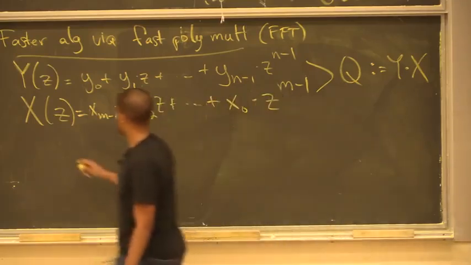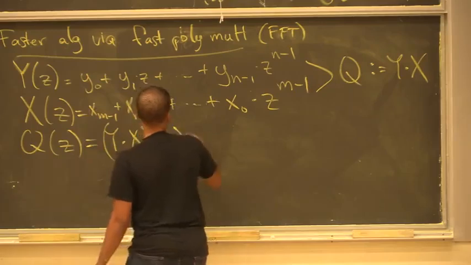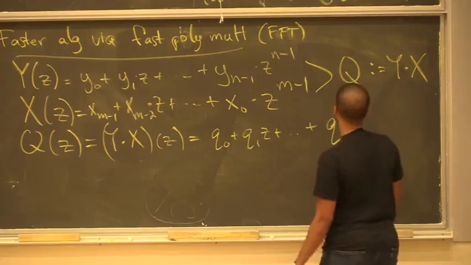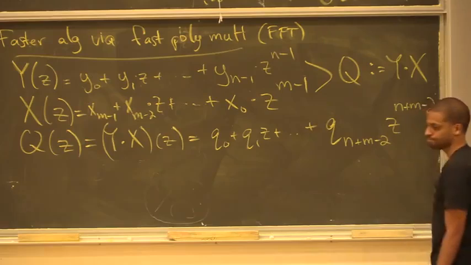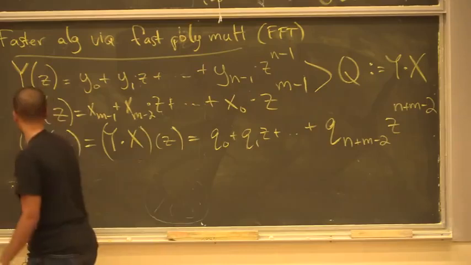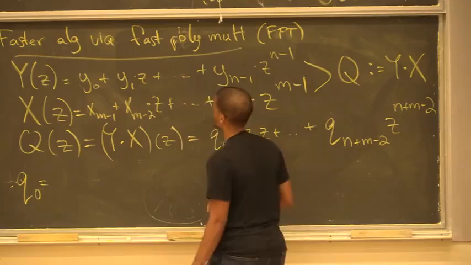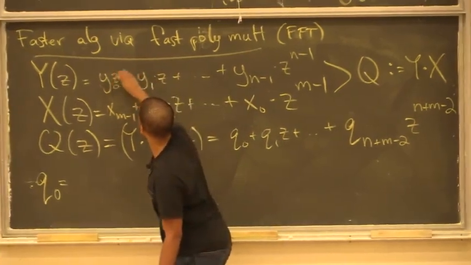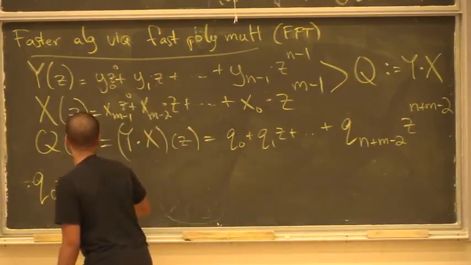So let's say q of z is basically y times x of z, which has some coefficients. It's q0 plus q1 z plus dot, dot, dot, plus q_{n+m-2} z to the n plus m minus 2. Now let's think about what these coefficients are. So q0 is going to be, what's the definition of polynomial multiplication? You look at a monomial here and a monomial here such that their exponents add to 0. So that's just a z to the 0 here and a z to the 0 there. These are the only two monomials whose exponents add to 0. So you get y0 times x_{m-1}. Okay, that doesn't look very interesting.